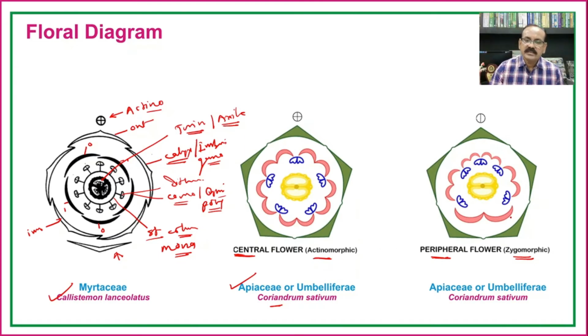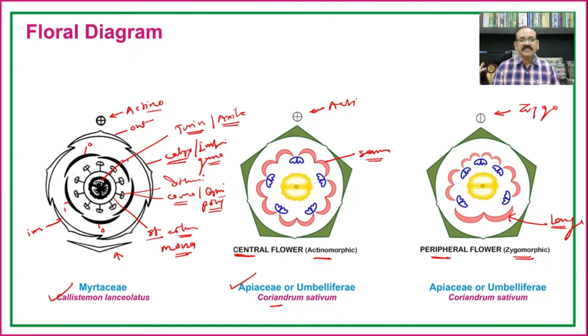If you see the zygomorphic or peripheral flower, you will find the petals are larger as compared to the rest of the petals. But in the central flower, the petals are the same. Because of this, there will be the formation of two different floral diagrams for the two different flowers, the central flower and the peripheral flower. The central flowers are actinomorphic and the peripheral flowers are zygomorphic, and this difference is only on the basis of the petals.